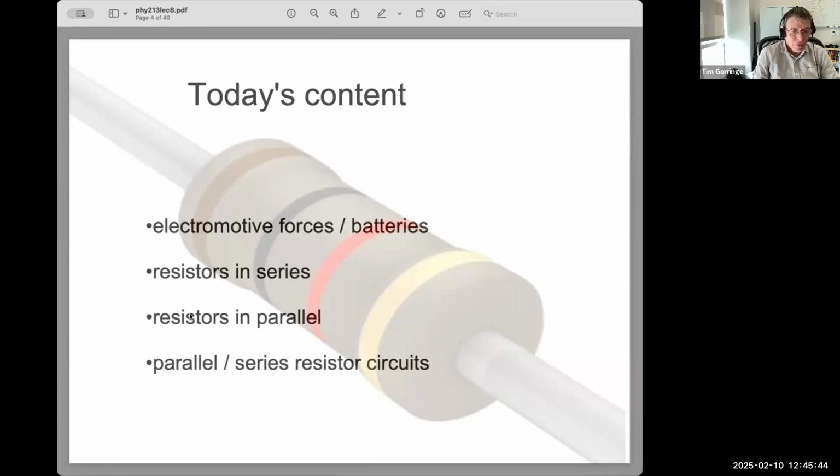Specifically, I'm going to walk through these four bullets here. We're going to talk about batteries and the concept of the electromotive force. We're going to talk about resistors when they're in an arrangement we call a series arrangement in a circuit, and resistors when they're in an arrangement that we call a parallel arrangement in a circuit. And then finally, we'll move on to this fourth bullet in which we look at more complicated circuits, which have both parallel and series components made out of resistors and batteries. So that's going to be the plan, and we'll walk through these items.